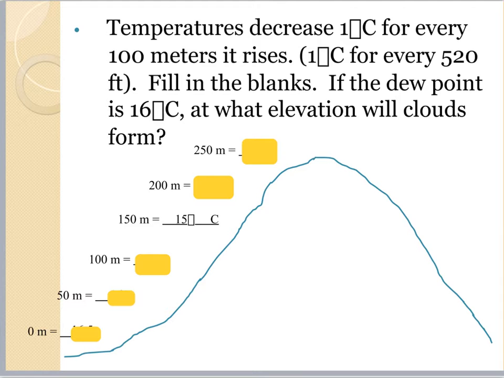Okay, when we are calculating the temperature change going up and down, we can use this formula. High elevation minus the low elevation divided by 100, because it's going to change 1 degree Celsius for every 100 meters we're going up or down, and our units here are in meters.